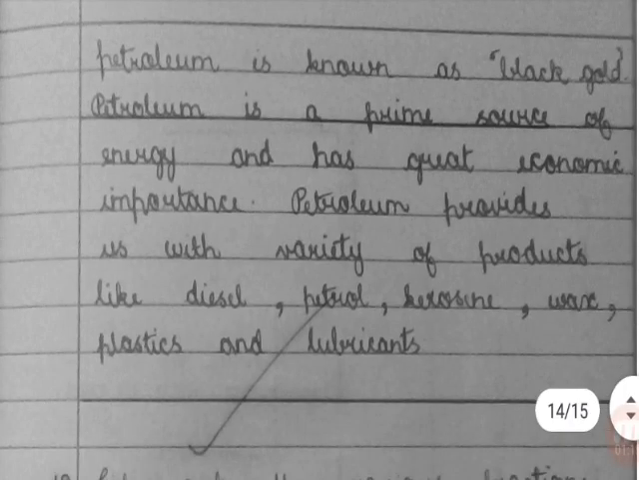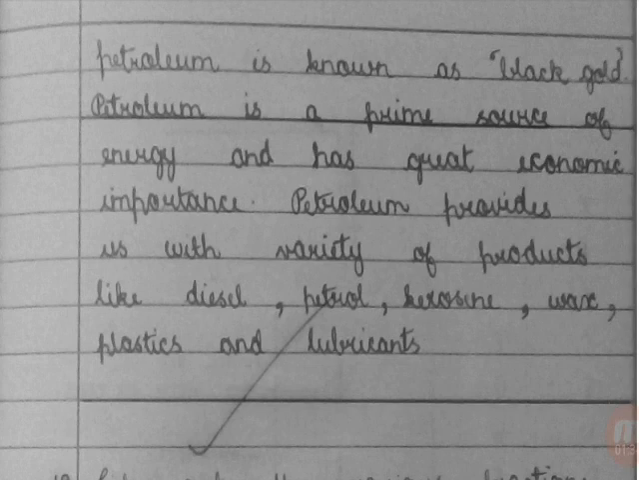Why is petroleum known as black gold? Answer. Due to its commercial importance, petroleum is known as black gold. Petroleum is a prime source of energy and has great economic importance. Petroleum provides us with a variety of products like diesel, petrol, kerosene, wax, plastics and lubricants.